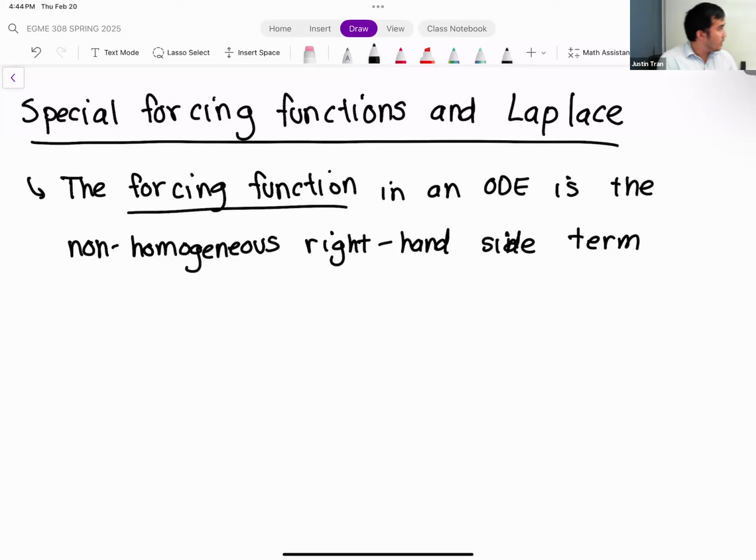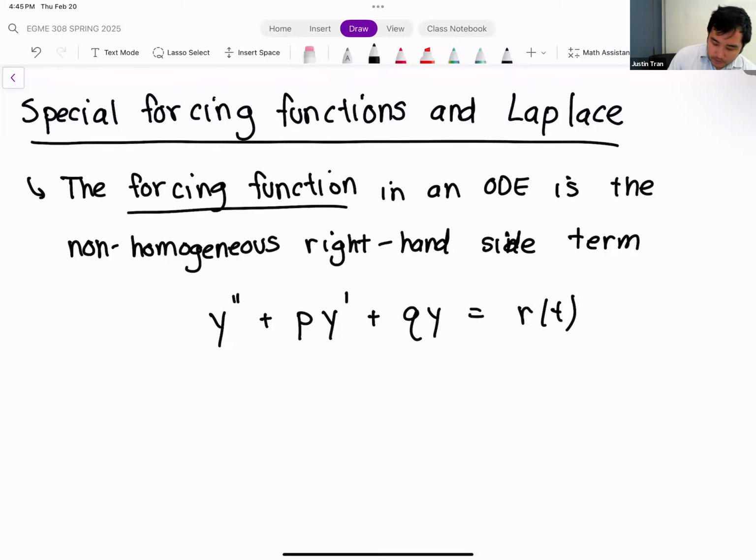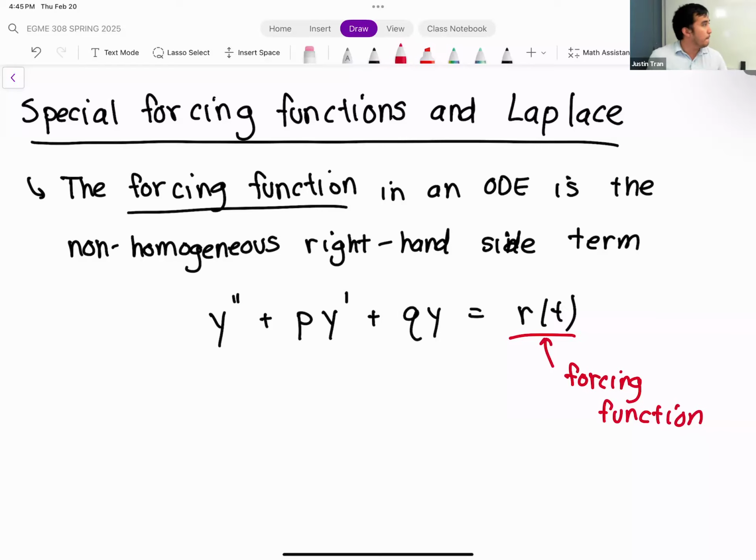Okay. So if we look at our traditional second order ODE, we have y double prime plus py prime plus qy is equal to r of t. This r of t here is our forcing function. And if you think back to homework 2, the forcing function there is largely responsible for the steady state behavior of the solution.